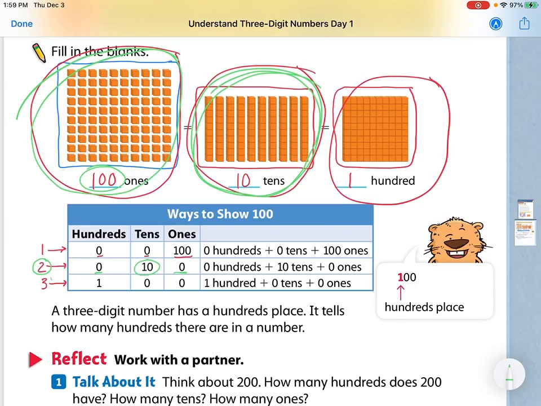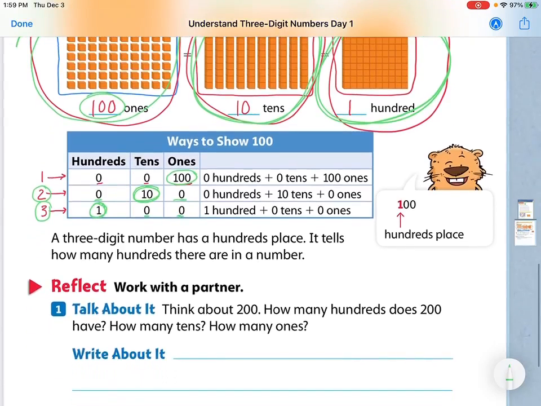And then our last one, row number 3, is this picture right here, showing us that we could have 1 hundreds model, right? But then we would have 0 tens and 0 ones beside it. Okay, so that's 3 different ways to look at 100. We could either have 100 ones, or we could show it as 10 tens, or we could show it as 1 hundreds model.